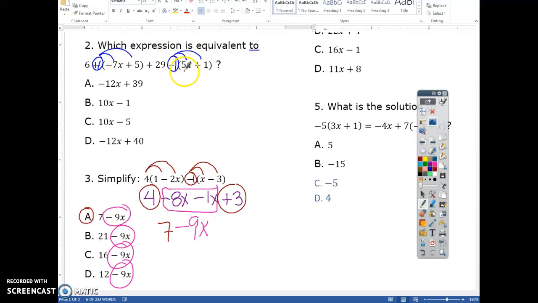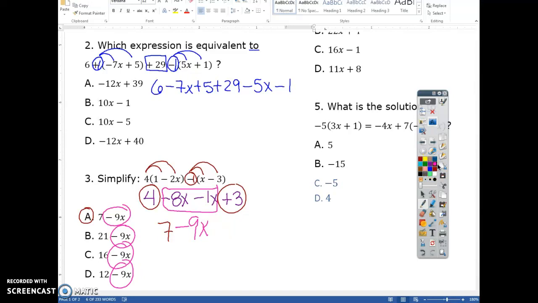Okay? So bring everything. So I have the 6 first. Then remember, this gives you the same thing because 1 times negative 7x is negative 7x, and 1 times 5 is a positive 5. Bring down the positive 29 because I didn't do anything with that. And then remember that negative 1 changes the signs inside, so I end up with negative 5x minus 1.